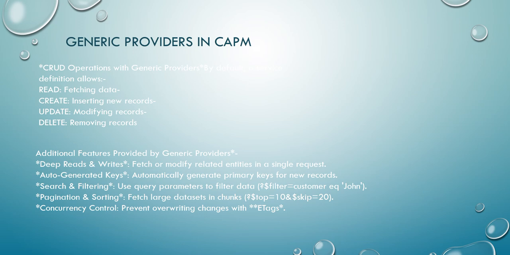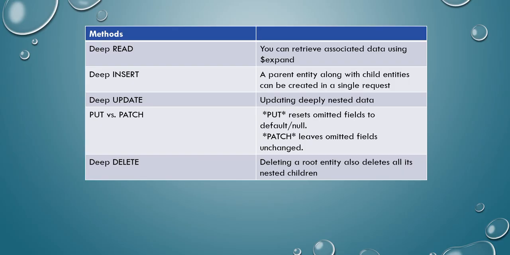So this generic provider handles most of the backend logic automatically, allowing the developers to focus on the business specifications. CAP is also highly efficient for building scalable applications with minimal custom logic. And also, as I told you before, it will support deep read, insert, update, put, patch, delete, all these things at the root level. For example, if I delete an order at the header level, automatically the related child data will also be deleted. That's how it will support automatically.